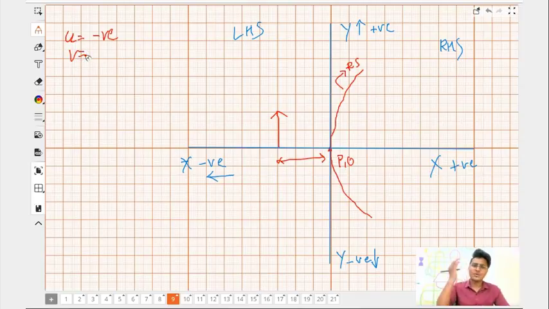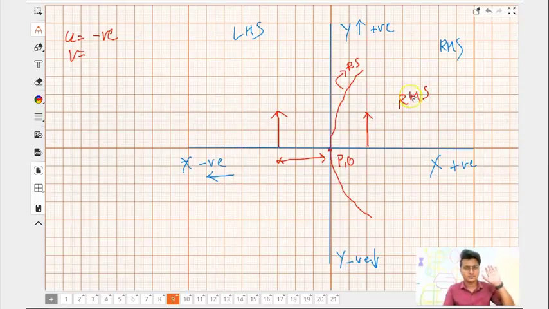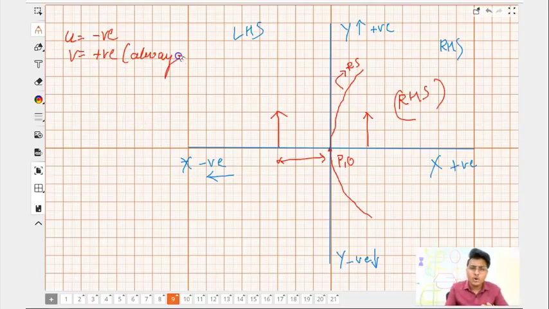You know that your convex mirror always forms a virtual image. So that is always on the RHS. Hence, your v for a convex mirror is always positive. Note it down right now. That's the point right there. Note it down: v is always positive for your what? Convex mirror. Now let's move on to focal length.